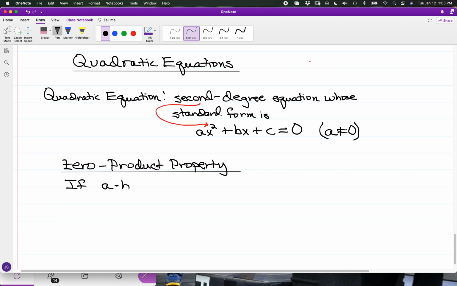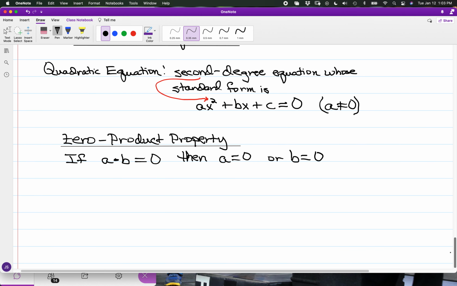This property states that if a times b is equal to 0, and this property is not limited to two terms, then one of the factors must be 0. In terms of how this carries over to quadratic equations, we're going to tie in factoring.